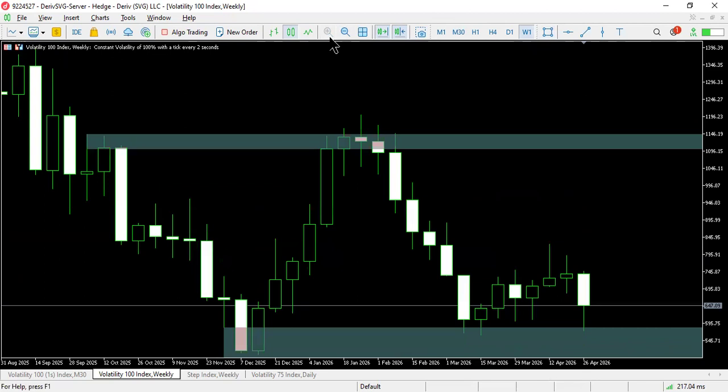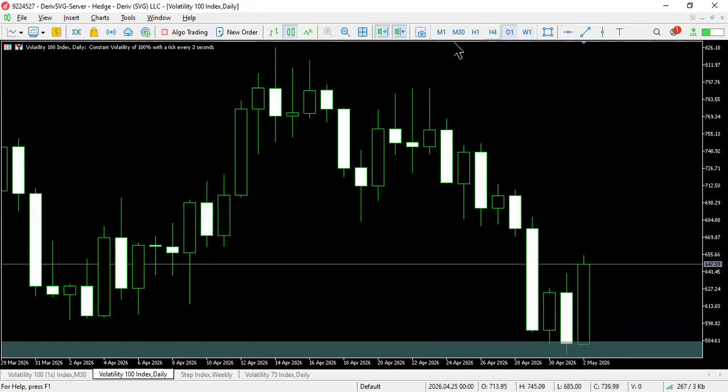Now, if we are to zoom in, we can see the buyer stepped into this demand zone. They tried to push the price up. However, they did not have enough momentum, and the seller stepped in at this point by forming a bearish engulfing. Therefore, I'm going to be looking for selling opportunities to the downside because the buyers did not have enough momentum to keep pushing price up, and the seller stepped in.